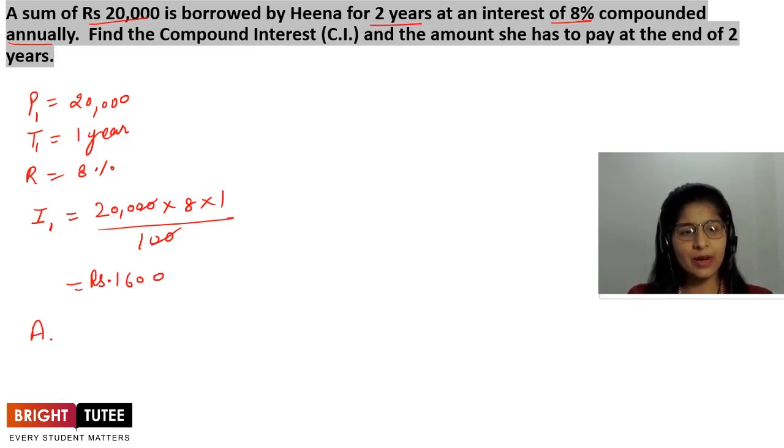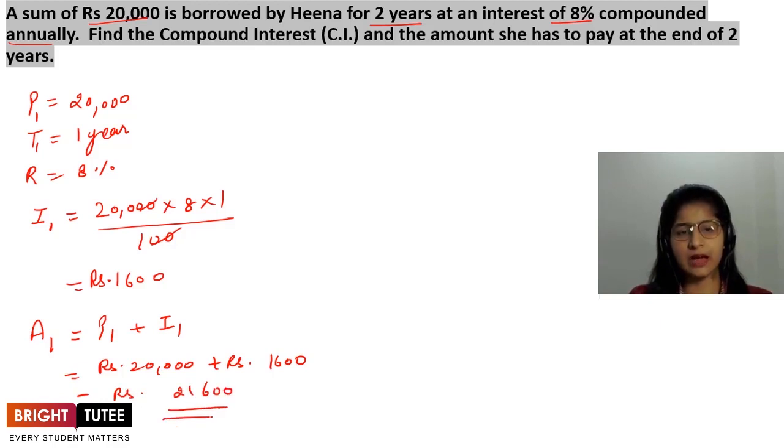So what is the amount for first year? It is principal for first year and interest for first year. Principal for first year is rupees 20,000 and interest for first year is rupees 1600. So we get 21,600. This is the amount that will be paid at the end of first year.